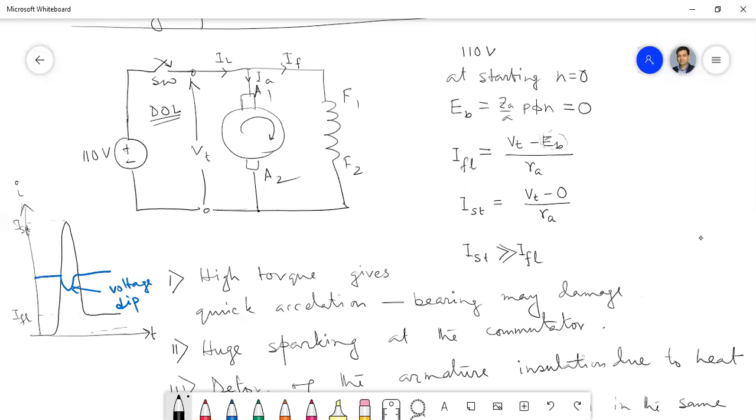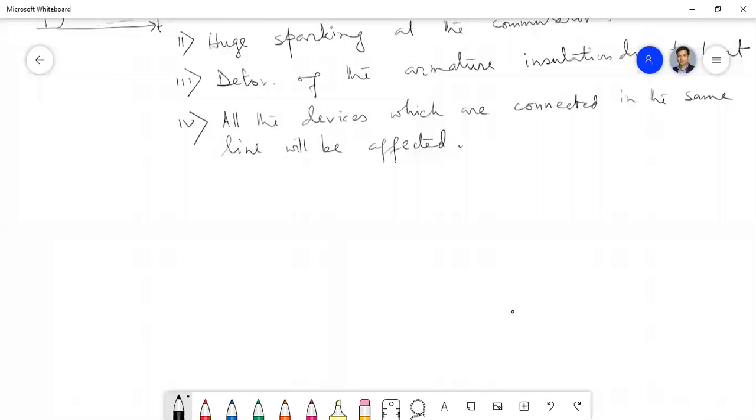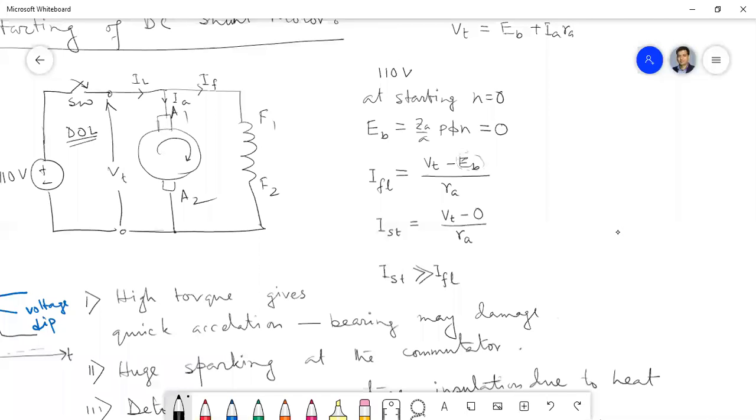Instead, we recommend using a proper starter for a DC shunt motor. Now, what will be there in the starter? Now, suppose, how can I reduce this problem? How can we avoid this problem of starting? Do you have any suggestion?